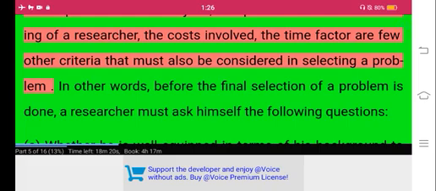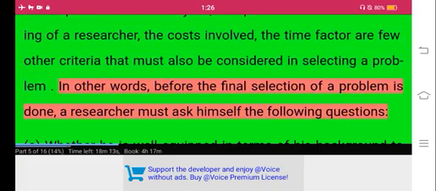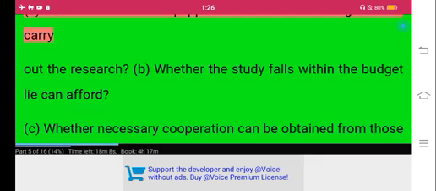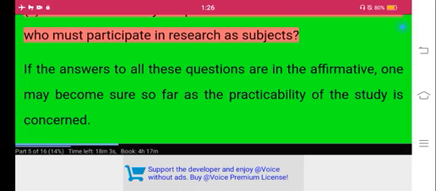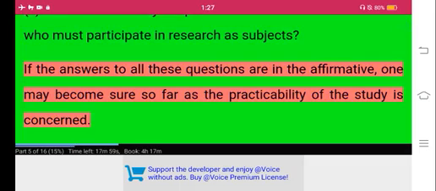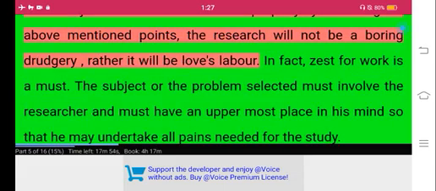The importance of the subject, the qualifications and the training of a researcher, the costs involved, the time factor, are a few other criteria that must also be considered in selecting a problem. In other words, before the final selection of a problem is done, a researcher must ask himself the following questions. A. Whether he is well equipped in terms of his background to carry out the research. B. Whether the study falls within the budget he can afford. C. Whether necessary cooperation can be obtained from those who must participate in research as subjects. If the answers to all these questions are in the affirmative, one may become sure so far as the practicability of the study is concerned.